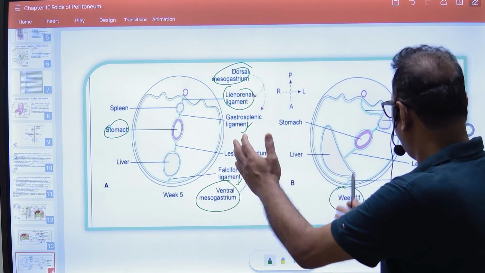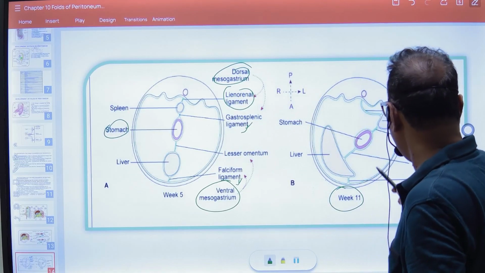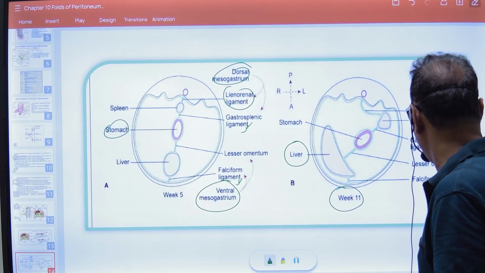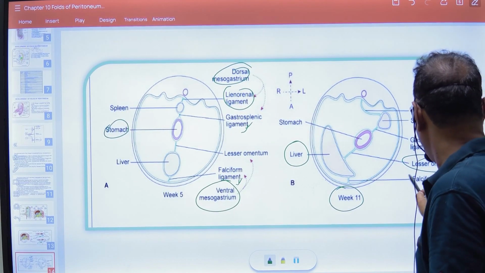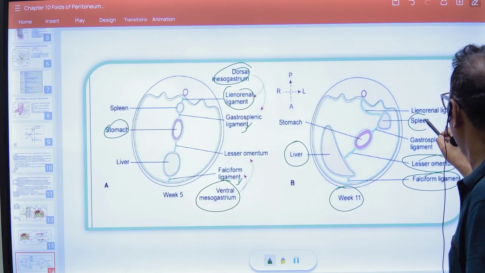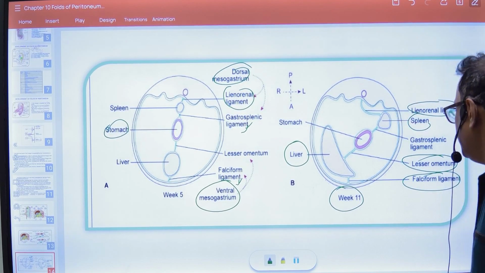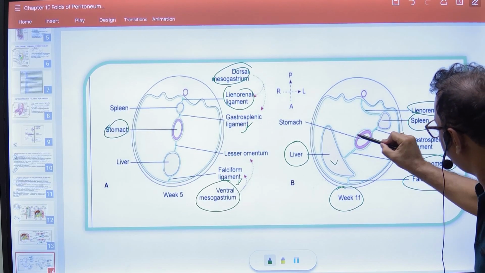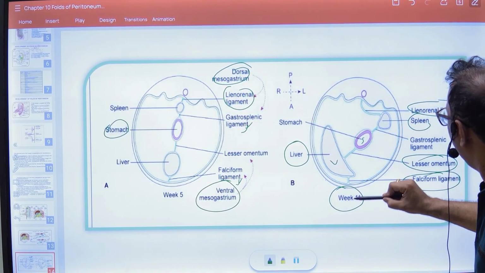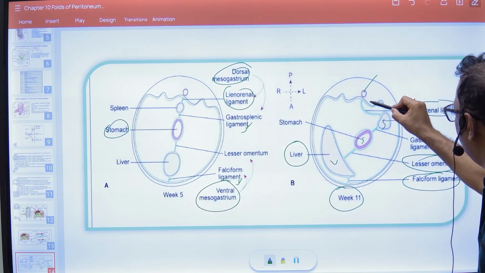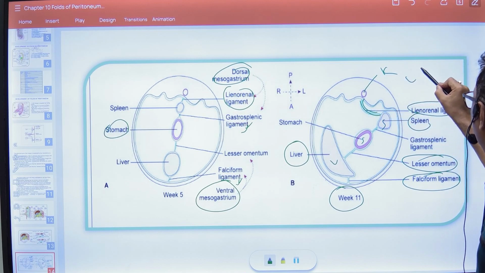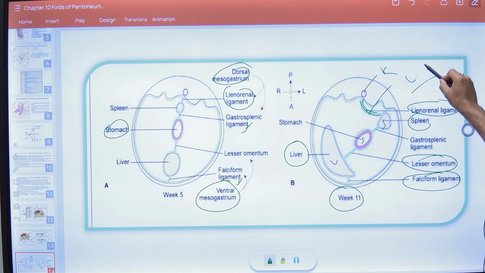Now this will rotate. If this rotates to the right side, you see the liver is coming over here. At this point we have got the development of the lesser omentum. Here we have got the falciform ligament. Here is the spleen, and here is the linorenal ligament. Everything is clear over here. This is the liver. This is the stomach. This is spleen. This is kidney, and here we have got this beautiful linorenal ligament over here.